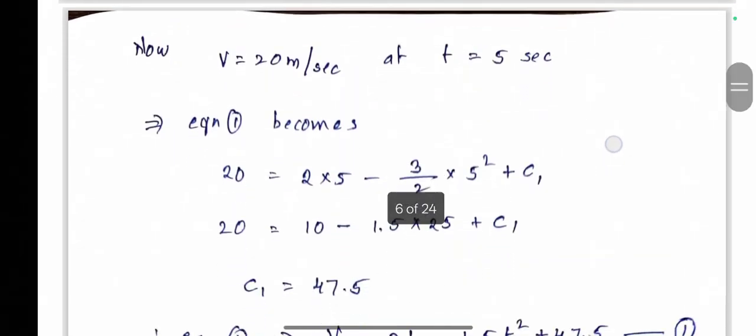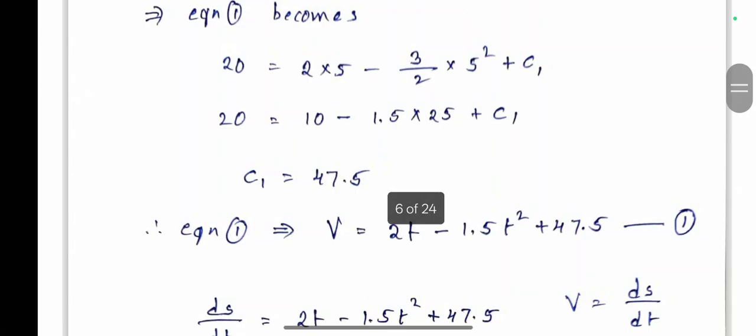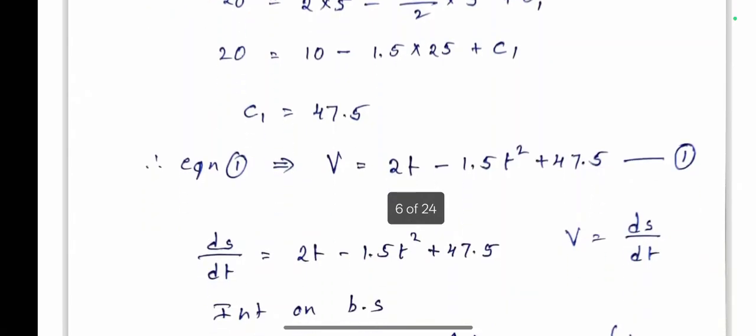Therefore equation 1 becomes 1t is equal to 2 into 5 minus 3 divided by 2 into 5 square plus c1. So from this, constant c1 will become 47.5. So substituting these values in equation 1, we will get the velocity, which is equal to 2t minus 1.5 t square plus 47.5, which is the equation for velocity.